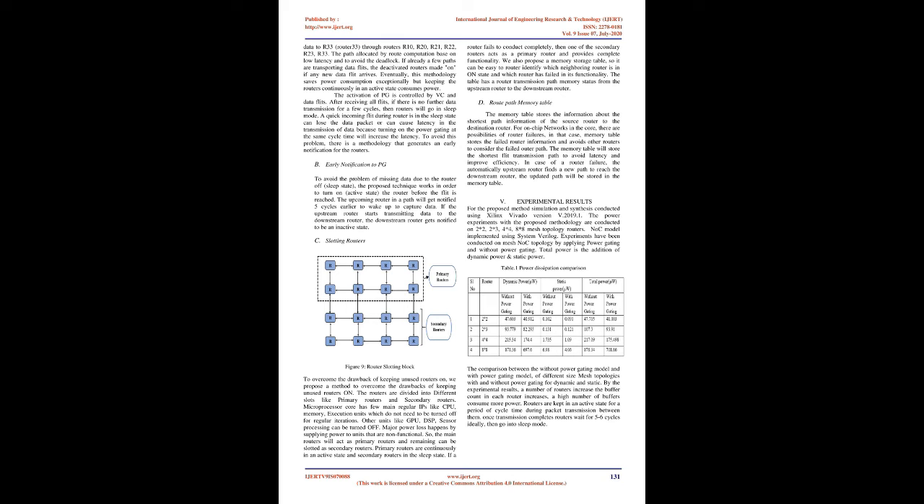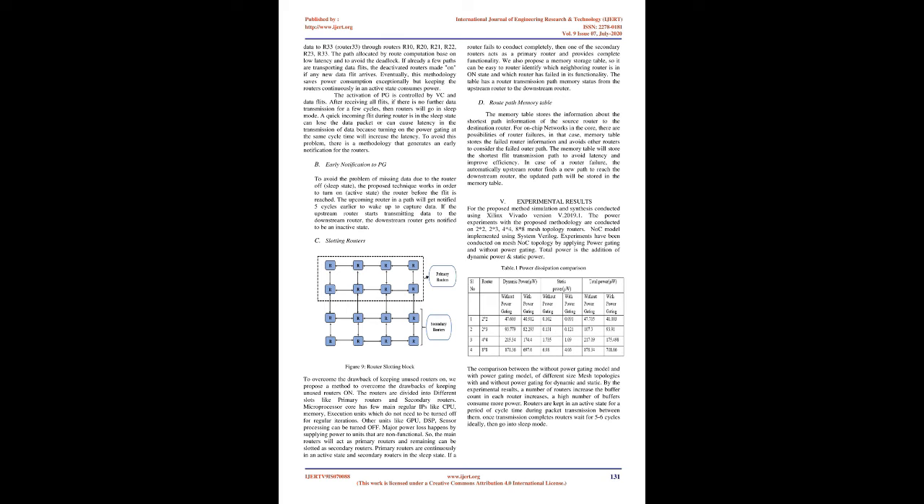B. Early notification to PG. To avoid the problem of missing data due to the router being off, in the sleep state, the proposed technique works to turn on the router, to the active state, before the FLIT reaches it. The upcoming router in a path will get notified 5 cycles earlier to wake up to capture data. When the upstream router starts transmitting data, the downstream router gets notified to be in an active state.